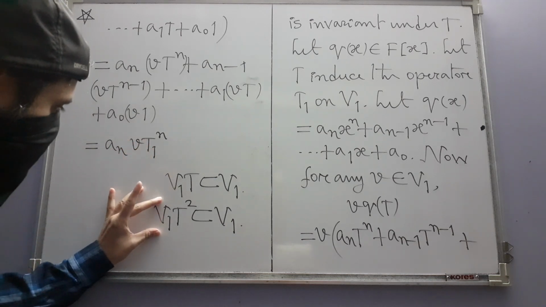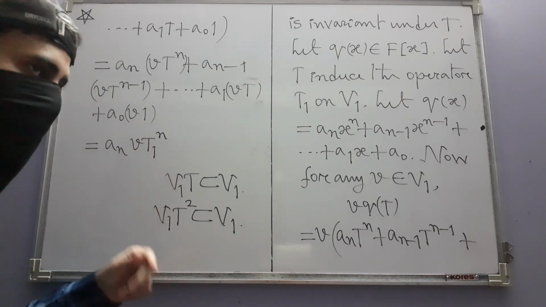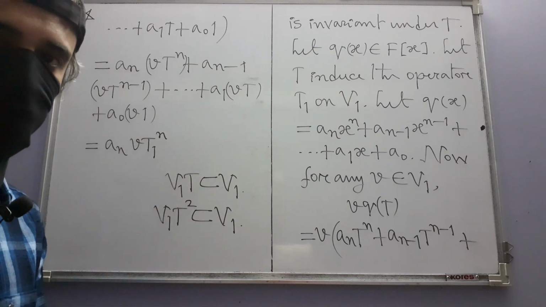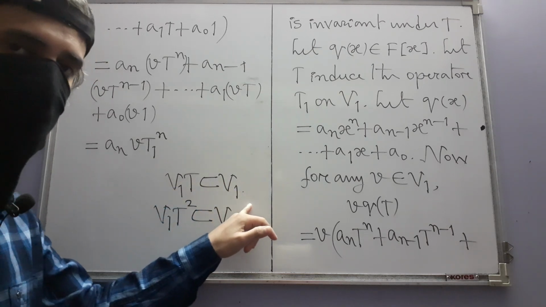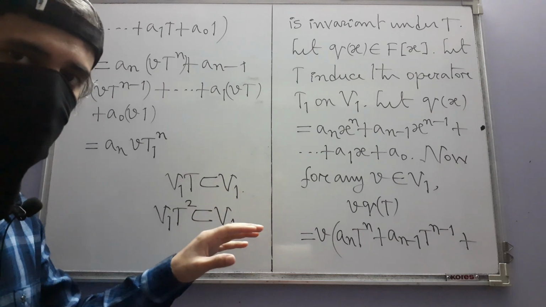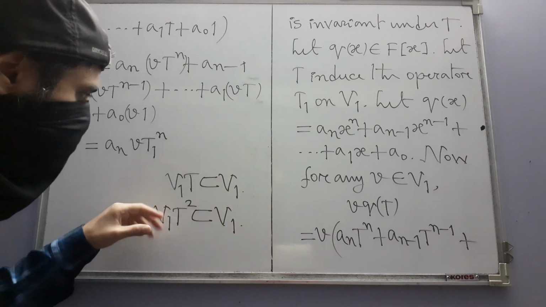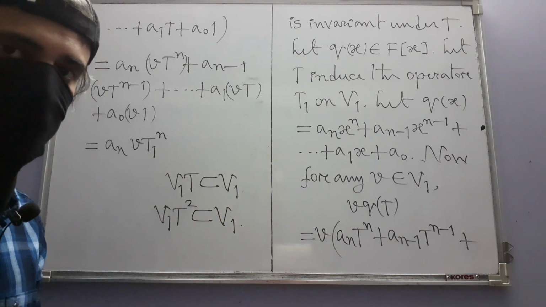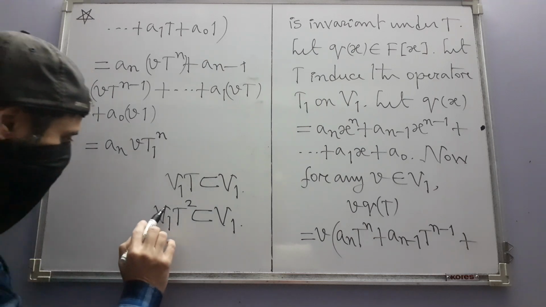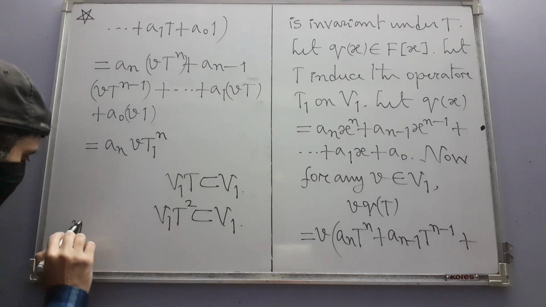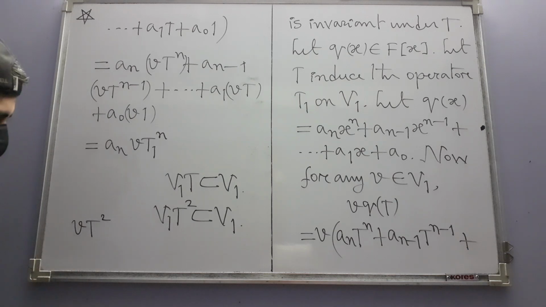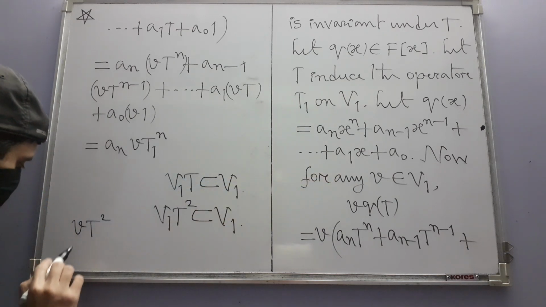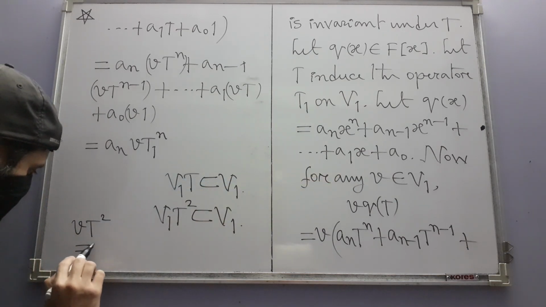Because what is this? This is the T image of V1T. Because V1T is already a subset of V1, and V1 itself is invariant under T. I mean, do you get the point? Say you apply T square on V, where the V is that V. Then what is this?